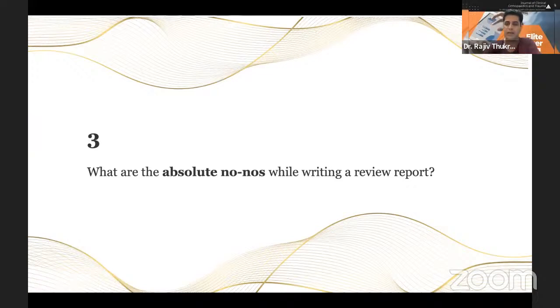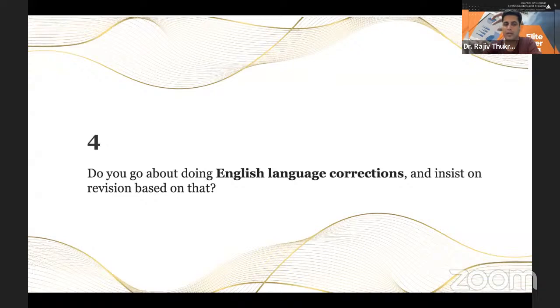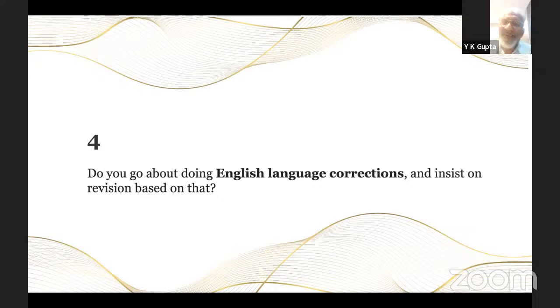So very well said by Dr. Gupta, and I totally agree with the comments by both our panelists. They've actually told you to be tactful, but yet be polite. All right, sir. What do you do about English language corrections? Do you actually say, okay, sorry, you have to revise the whole article because the English language is not good, or your Brazilian language is not good? This is a very, very important, very interesting question.